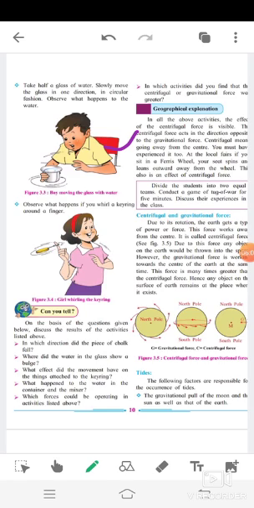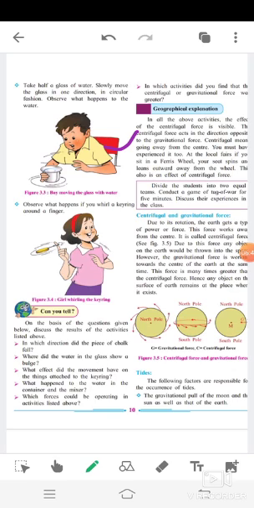Now, centrifugal and gravitational force. Due to its rotation, the earth gets a type of power or force. This force works away from the center. It is called centrifugal force. See figure 3.5. Due to this force, any object on the earth would be thrown into space.